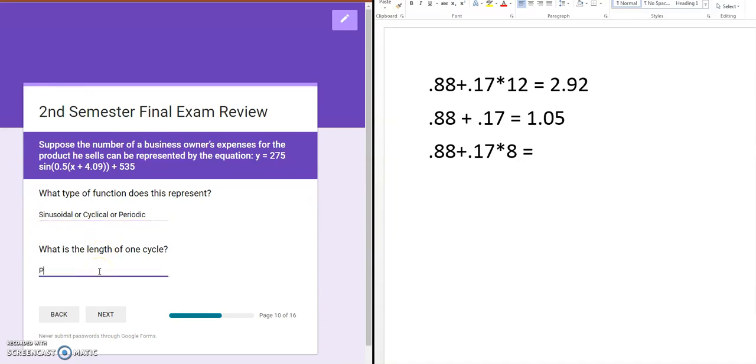And the length of one cycle, we're looking for the period length. That is equal to 2 times pi divided by b. B is the second number in this equation. So 275 is A, 0.5 is B. So I need to divide 2 pi by 0.5 and you'll get 12.56, which is also equal to 4 pi.